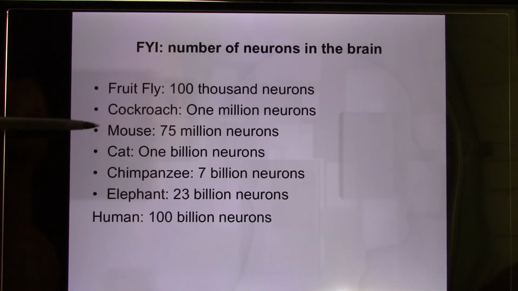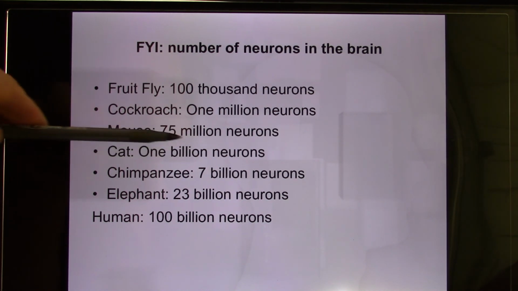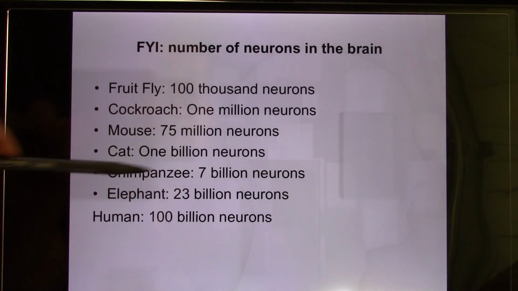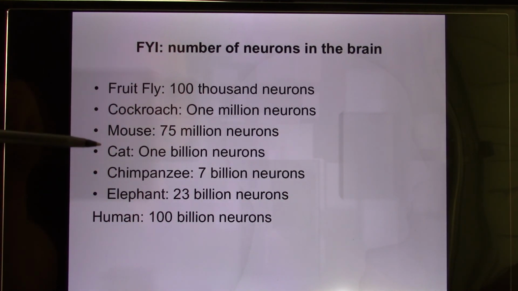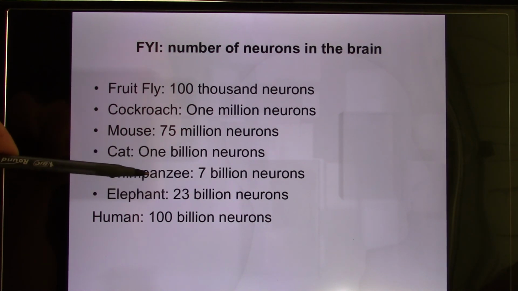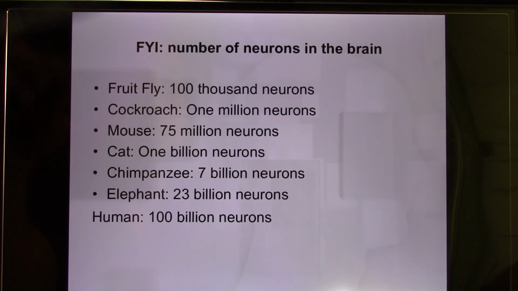If you like cats, your cat has 1 billion. Well, that's enough, so they have moods, right? Sometimes the cat gets angry with you. And the chimpanzee, well, 7 billion. That's why they are very smart. Some chimpanzees can learn sign language, and the elephant has 23 billion. Elephants actually have a bigger brain than humans do.